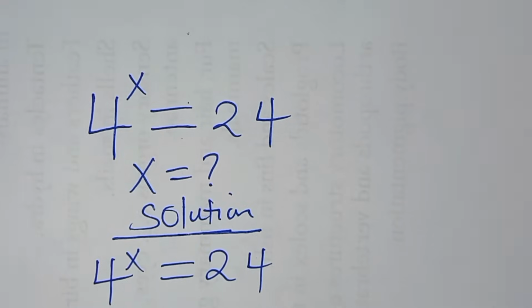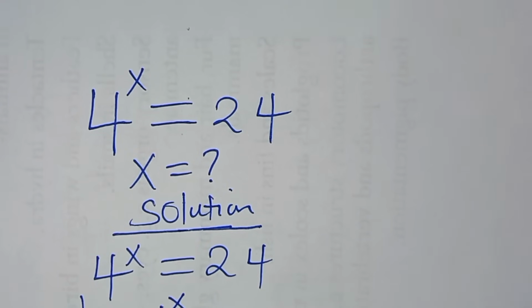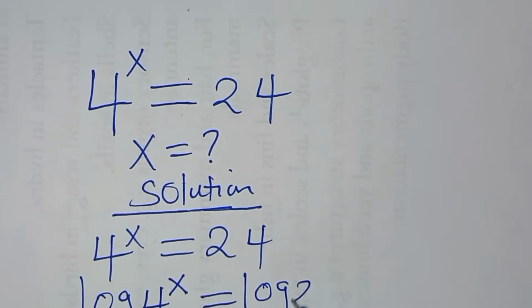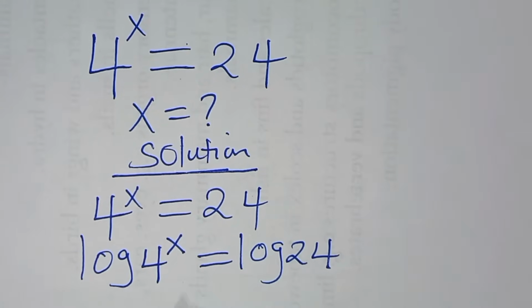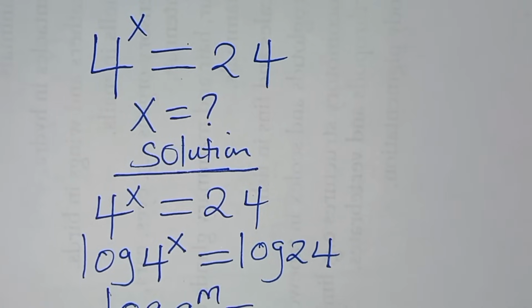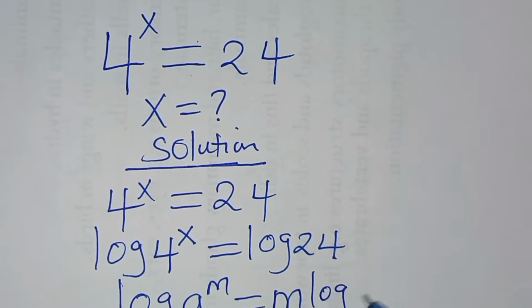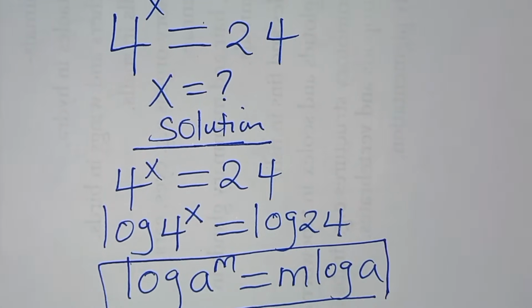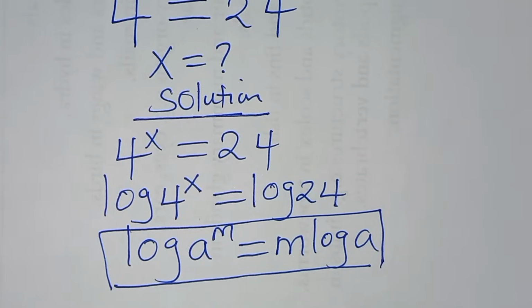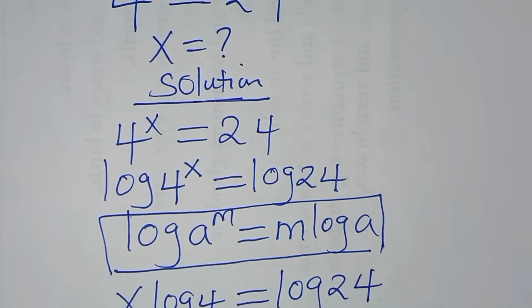So to solve for x, we introduce the logarithm on both sides, that is log 4 to power x equals log 24. The next step from here, log 4 to power x is in the form of log a to power m, which we can express as m log a. So applying this power rule property of logarithm, log 4 to power x becomes x log 4, which equals log 24.